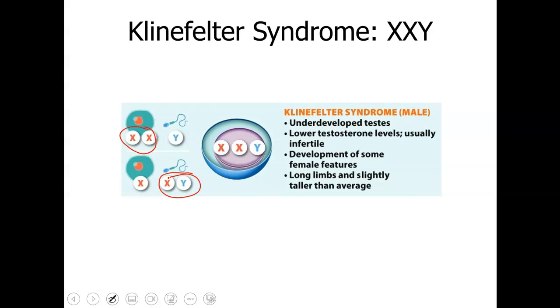Now with this syndrome, you're going to have underdeveloped testes, lower testosterone levels, usually they're going to be infertile, development of some female features. This means that sometimes the breast tissue does start to develop a little bit, so it looks like they have more of a chest. They can have rounded hips, they might have more of a rounded face, and just have some slightly female-looking features. They also tend to have long limbs, and they're slightly taller than average. With these people, lots of times they might not know that they have an extra chromosome, and they could be having problems reproducing or having a child with their partner, and it's not until they actually get tested that they find out they have Klinefelter syndrome.